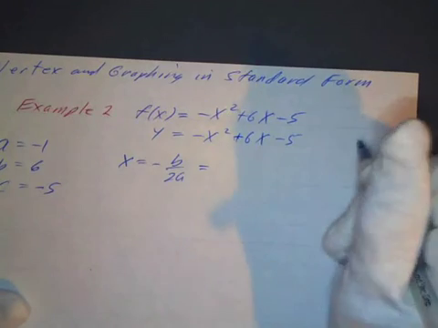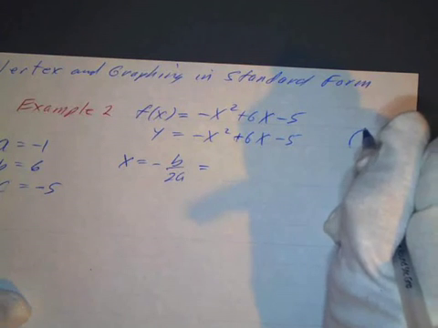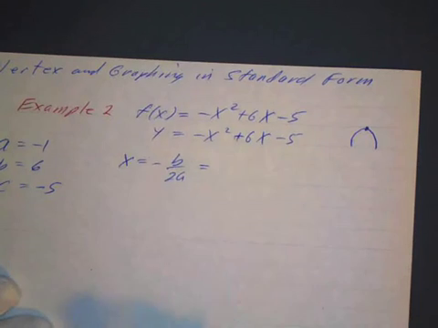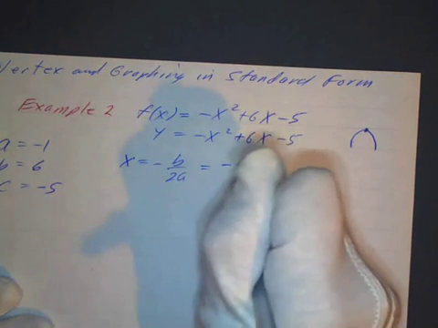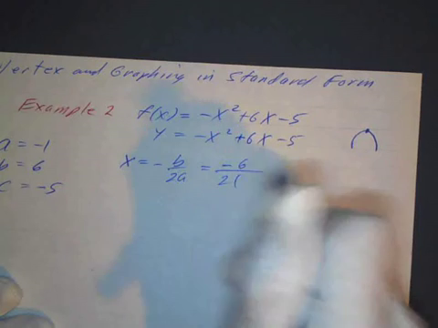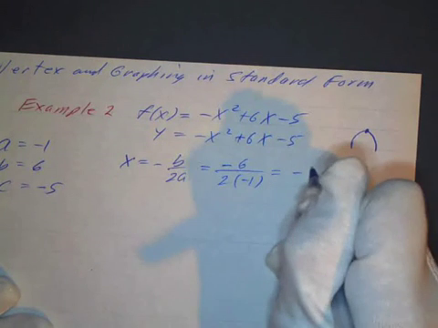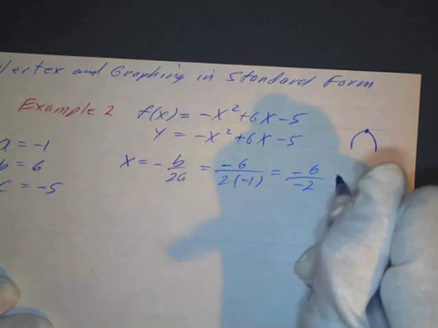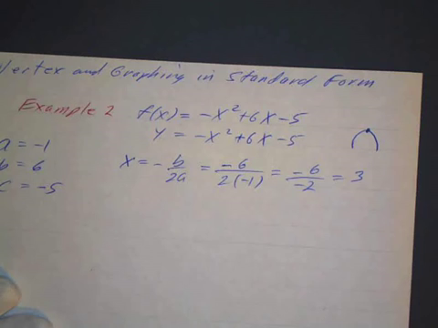Also, since the a is negative, we know it's going to be shaped like an n for negative. So when it comes to this, we will be able to determine that it's got a maximum, not a minimum. So I just substitute my values in. So I've got minus b, so it's going to be negative 6 all over 2 times, and a is negative 1. Substitute carefully, and I've got negative 6 divided by negative 2. So that means the x value of my vertex will be 3.